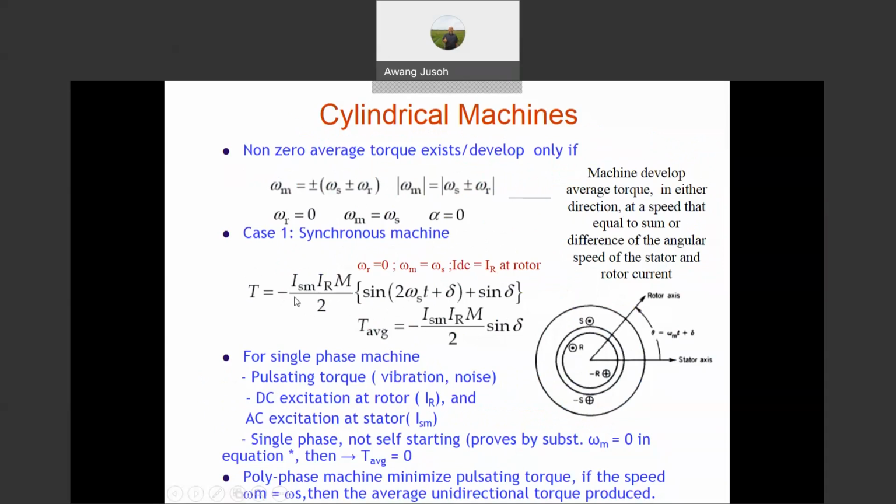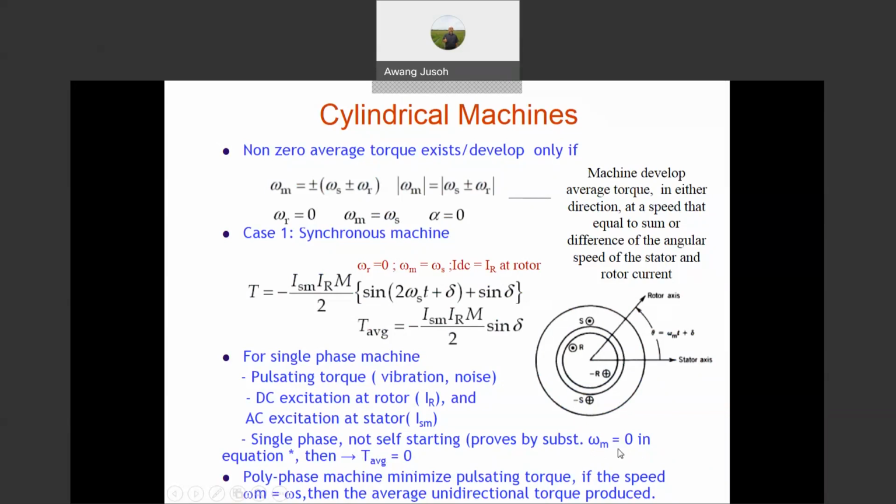Then we found the equation for the torque for the synchronous machine. Based on this equation, the average torque in the synchronous machine is given by I_SM I_RM over 2 sin delta, negative. Okay, it's very simple. And for the single phase machine, if we substitute omega m equal to 0 at starting, then we found that the average torque will be 0. So there is no average torque produced in the single phase synchronous machine. There is no starting torque at omega m equal to 0.